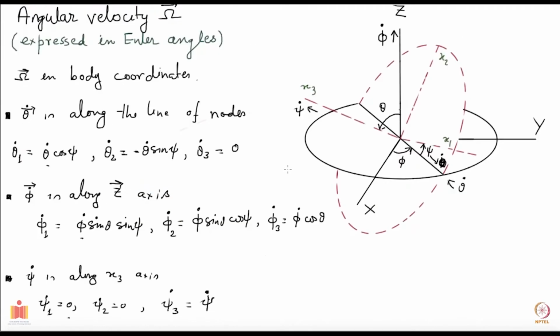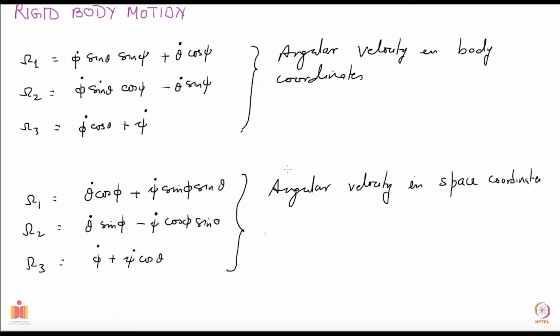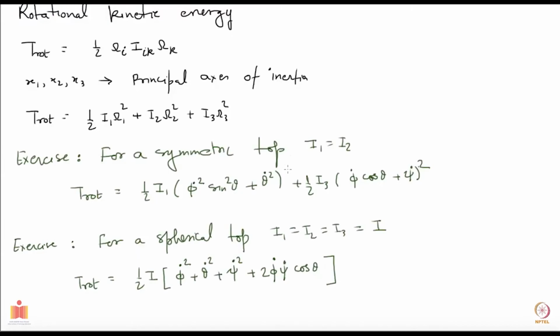So we wrote down the angular velocity omega in body coordinates. We had this expression in the first half of this page, and then we also wrote down expressions for the kinetic energy due to rotation, with this omega I omega structure, and we also wrote down this kinetic energy for a symmetric top. And this is one thing which we are going to utilize later in this video today.